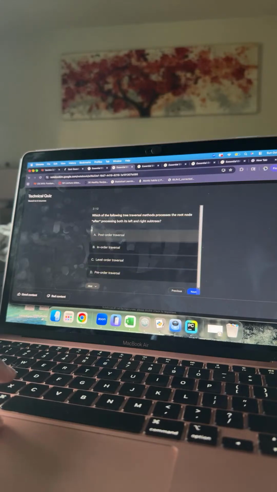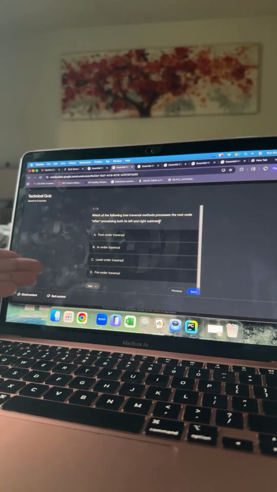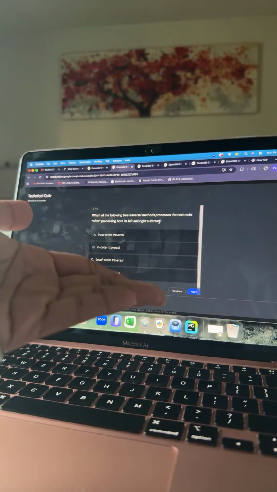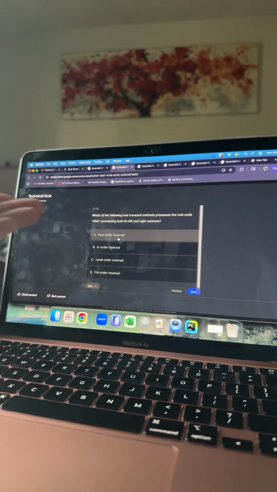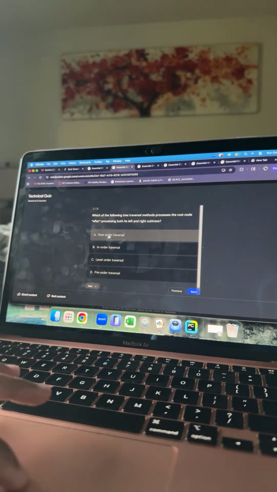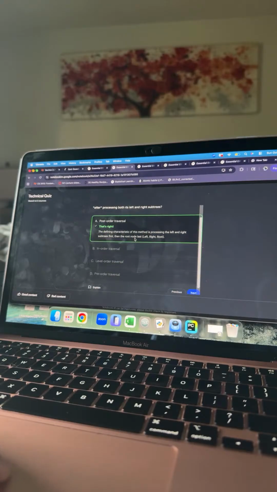Nice. So, which of the following tree traversal methods processes the root node after processing both its left and right subtrees? So you do left first and then right and then you do root. That'd be post, right? You know what post means? Like after. So yeah, post order traversal.